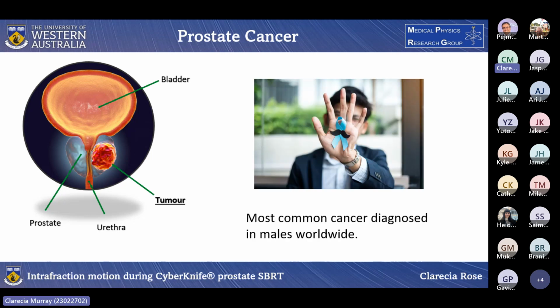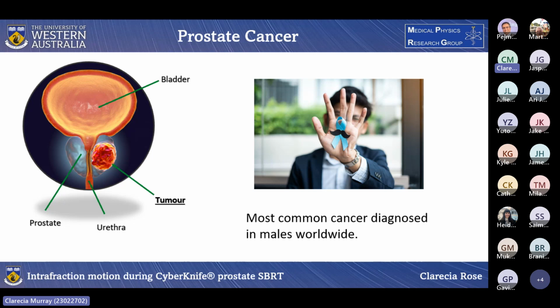Prostate cancer is the most commonly diagnosed cancer in males worldwide, and second only to skin cancer is the most common cancer diagnosed in Australian men, with 1 in 10 men being diagnosed with prostate cancer before the age of 75. Thanks to modern treatment methods, however, the 5-year survival rate for prostate cancer is 9 in 10 males, meaning that 9 in 10 of those diagnosed will survive for 5 years or more.